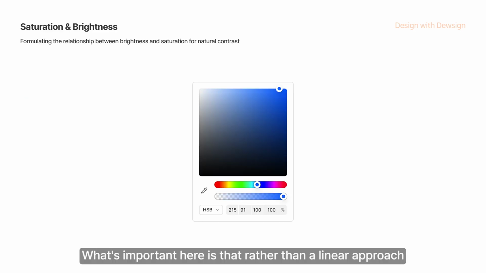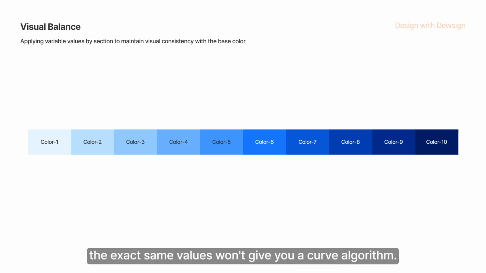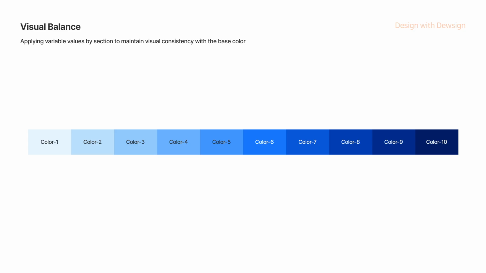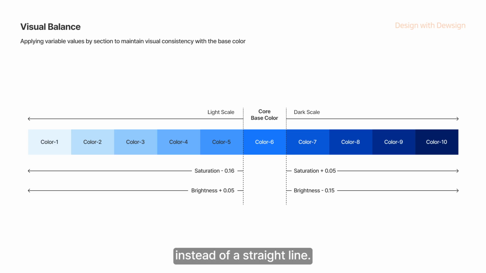What's important here is that rather than a linear approach of simply adding or subtracting values by fixed amounts, using a smooth curve algorithm creates a much more natural and refined color scale. Simply adding and subtracting the exact same values won't give you a curve algorithm. Maintaining visual consistency across every step while staying harmoniously aligned with your base color requires a different strategy. That strategy is applying different step values to the light scale and dark scale separately. When you adjust the values for each section to match how the human eye perceives color, you naturally get a smooth curve equation instead of a straight line.